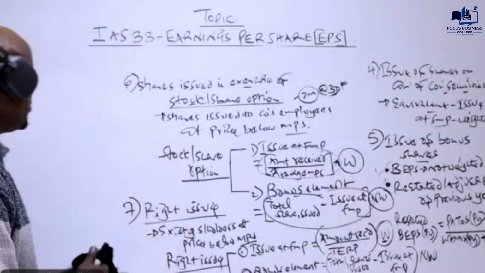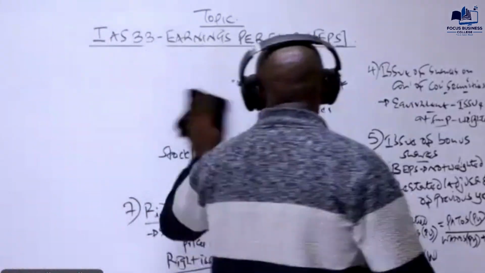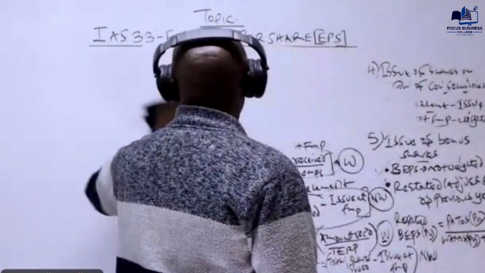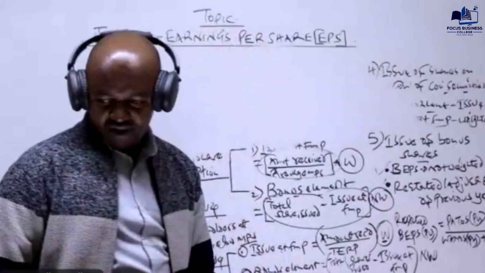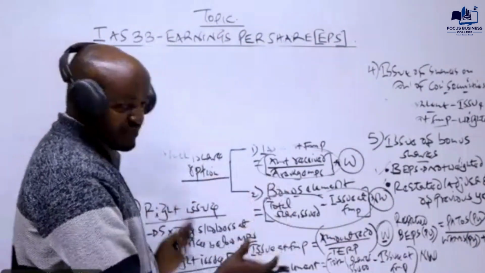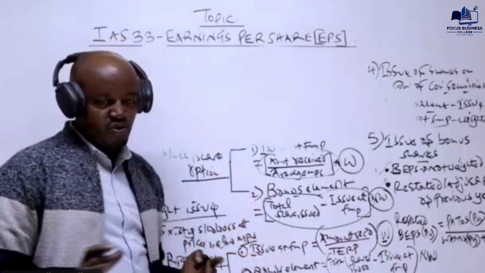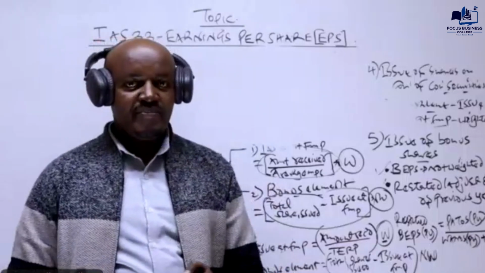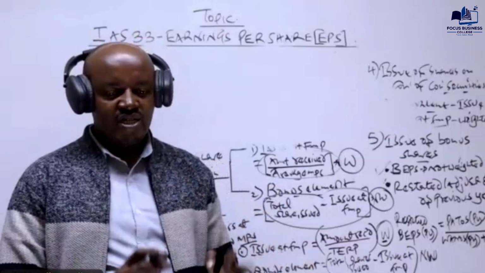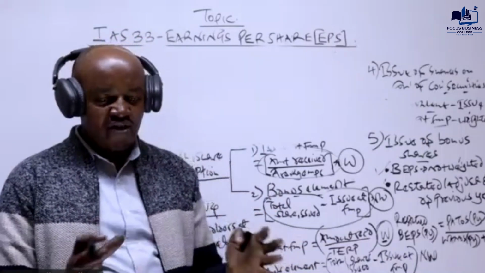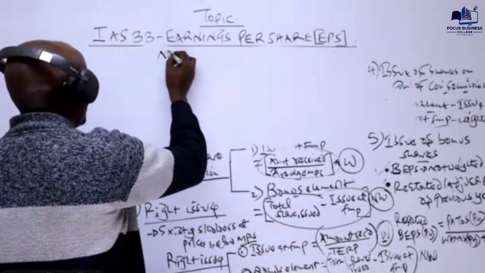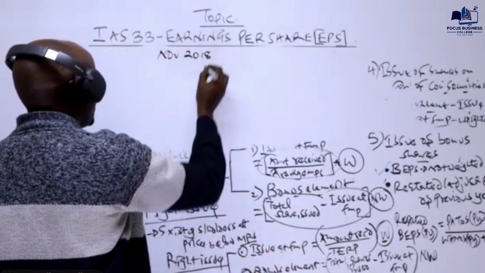Now, what I want us to do is just take a breather, and then once we come back, I want us to do a question on this. A question purely examining the computation of basic earnings per share. If you check most of the questions from the past papers, they require the computation of both the basic and diluted. I want us to start by looking at a question which was purely testing the computation of basic earnings per share. And this is the question I want us to do.